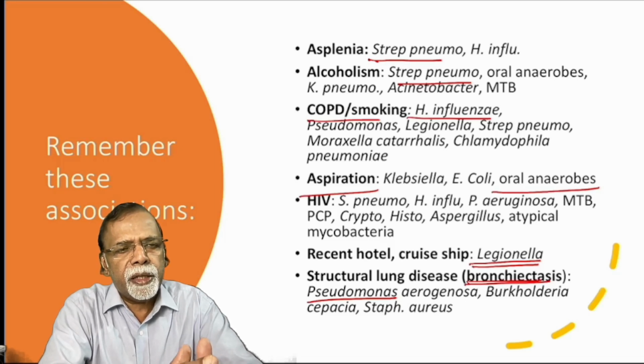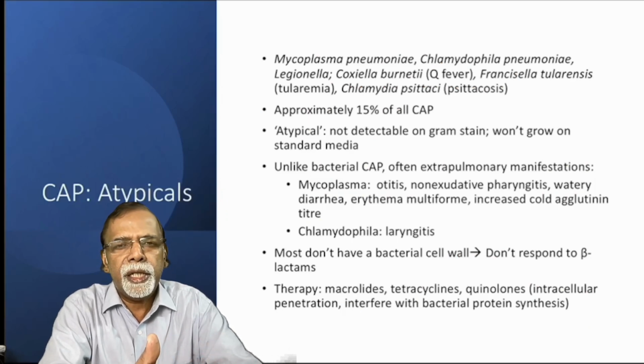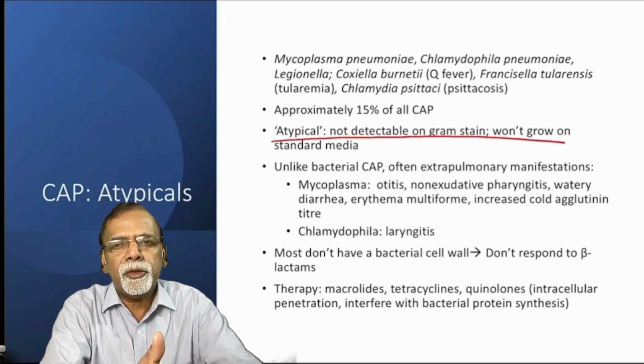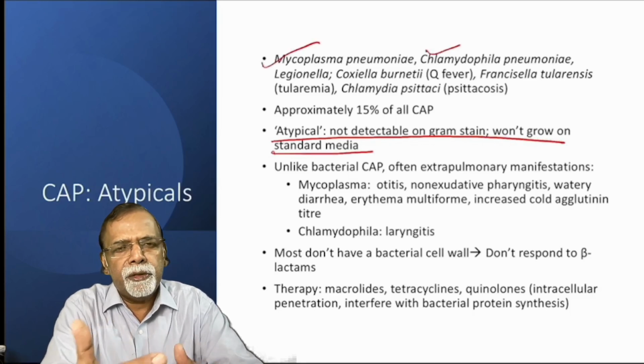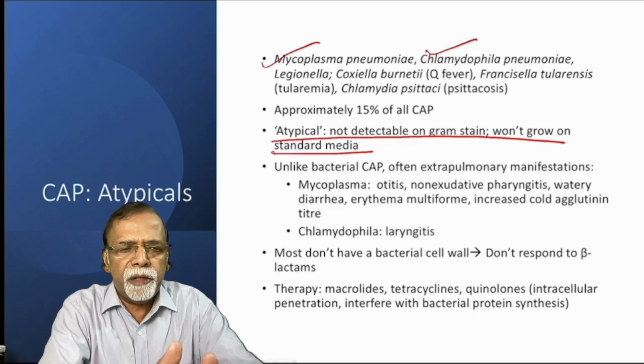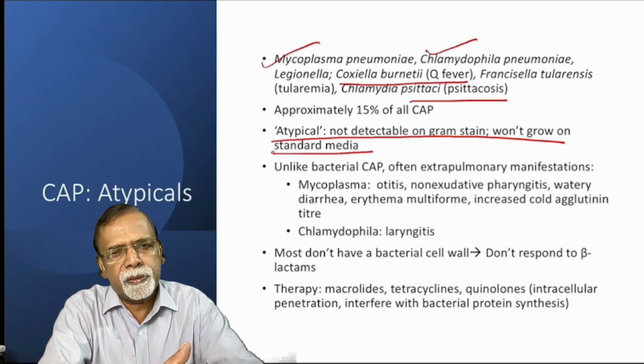We should remember the term atypical pneumonia. Typically, atypical pneumonias are produced by Mycoplasma, Chlamydia, Legionella, Coxiella burnetii, otherwise called Q fever, and Chlamydia psittaci, that is psittacosis. Details we'll study later. Approximately 15% of community acquired pneumonias are atypical pneumonias.